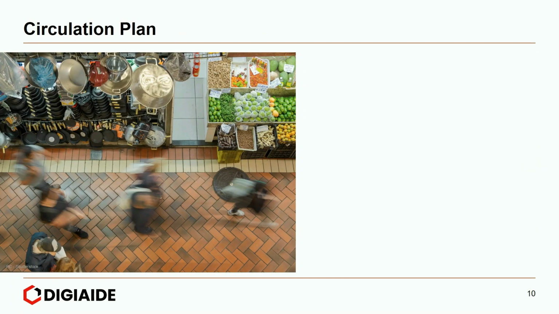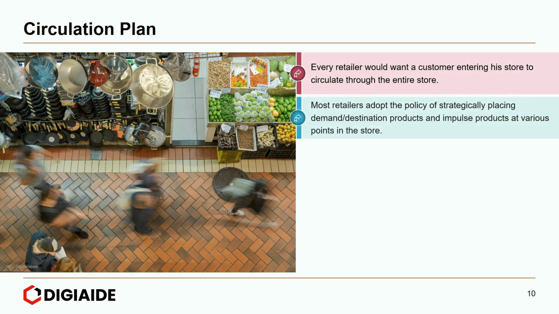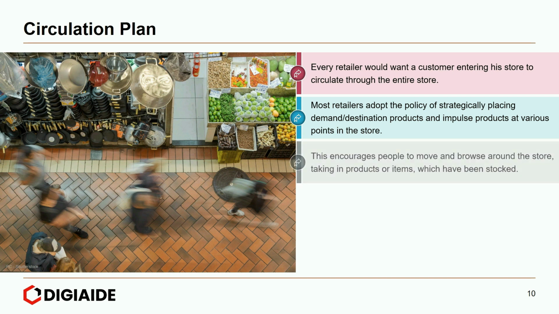Moving on to the concept of circulation plan. Every retailer would want a customer entering his or her store to circulate through the entire store. Most retailers adopt the policy of strategically placing demand destination products and impulse products at various points in the store. This encourages people to move and browse around the store, taking in products or items which have been stocked.